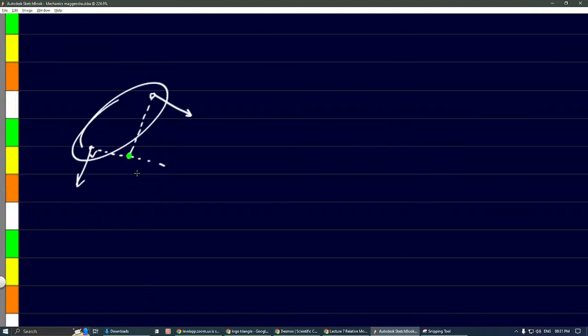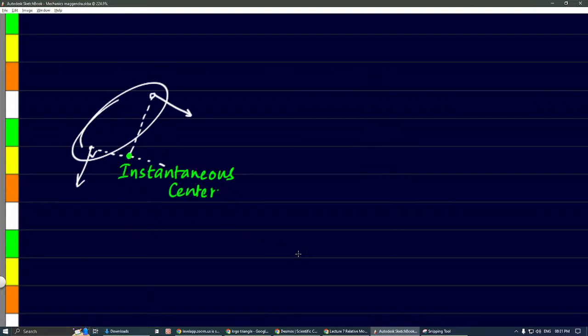The next instant it may be changing, next instant again it may change, you know. That is why this point is called instantaneous center. That's why it's called instantaneous center, because at every instant it is different. At this instant this is the center.